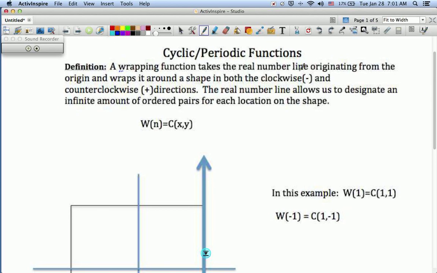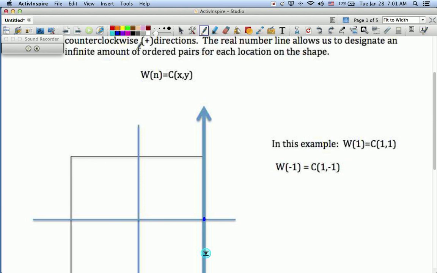A wrapping function takes the real number line, originating from the origin, and wraps it around a shape, any shape. Eventually, we're going to work our way up to circles. It wraps in both the clockwise and counterclockwise directions. And notice, going from the origin, clockwise goes this way, this is counterclockwise, which is the positive direction.